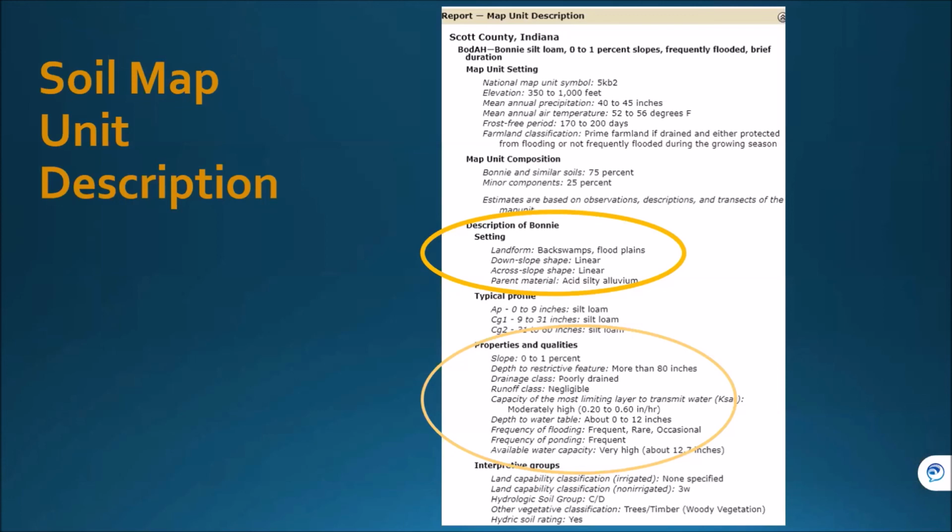then it will bring up this. So once again, it tells you a little bit about the description of the soil, where it's located on the landscape, and then some of the basic properties and qualities. So you can see here that this is Bonnie and it's in back swamps, and that in the properties and qualities, it is poorly drained. And then it gives you some other information there that could have some potential positives for wetland creation. Next slide.